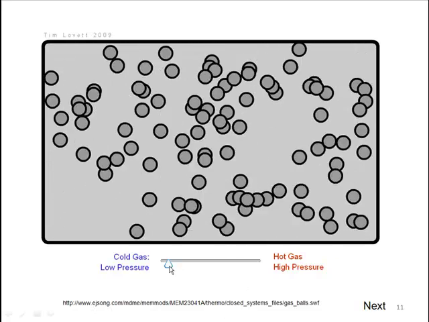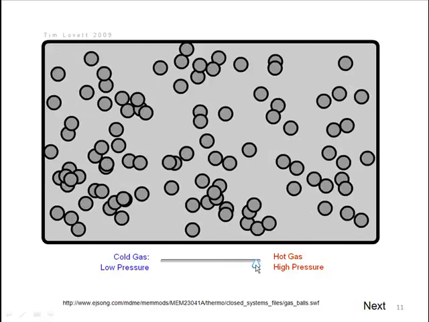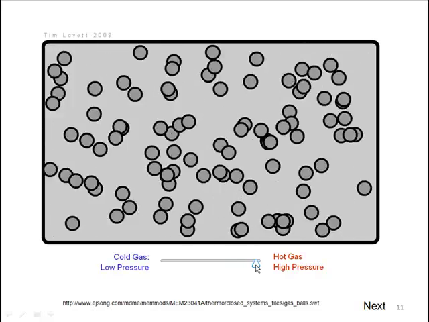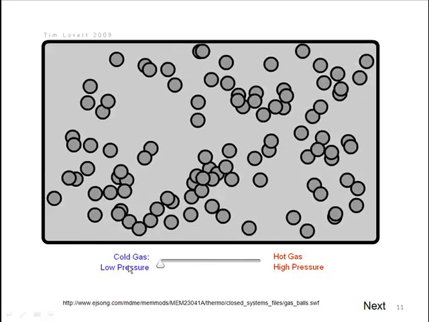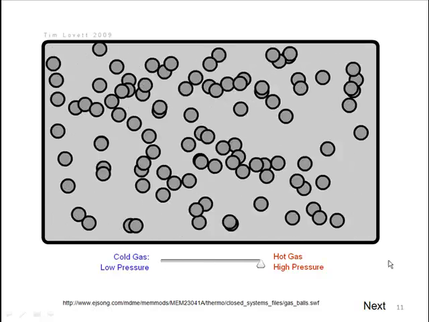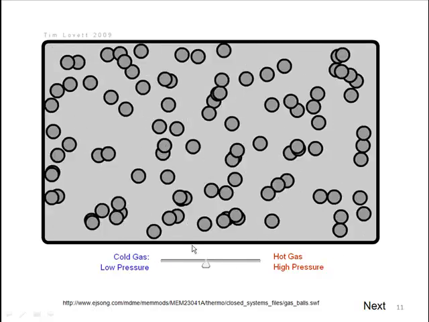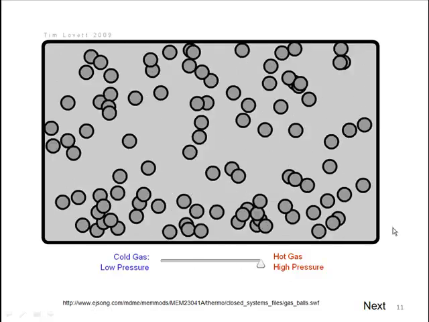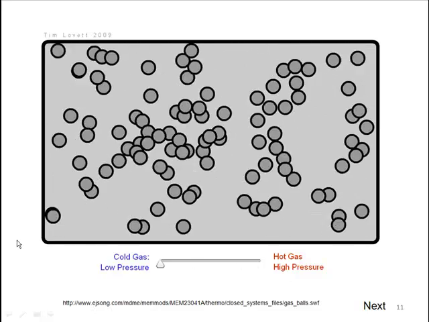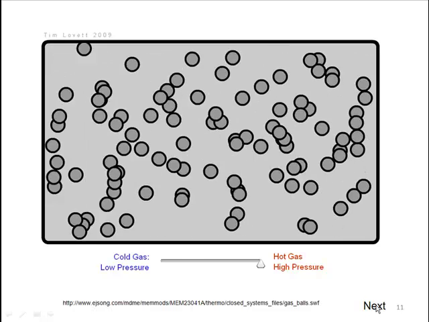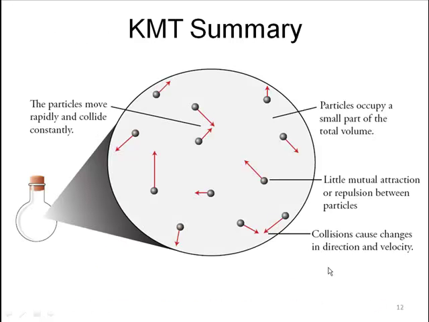Let's see if we can show you. And then hot gas. Now, this is just velocity. Low velocity, high velocity, low velocity. So that relates just Kelvin and kinetic energy. Again, they don't all travel at the same speed. Be nice if they did.